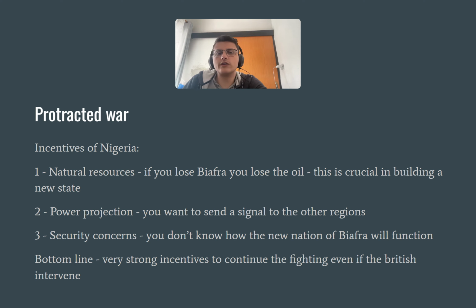And finally, security concerns. If Biafra were to pull away and become its own country, you don't know what their incentives are. You don't know if in 20 or 30 years they decide to invade you because they want something. You don't know if, for example, they'll fund terrorism in your country. All things are possible on the table, and because you have this uncertainty, you would prefer to have this territory for yourself.